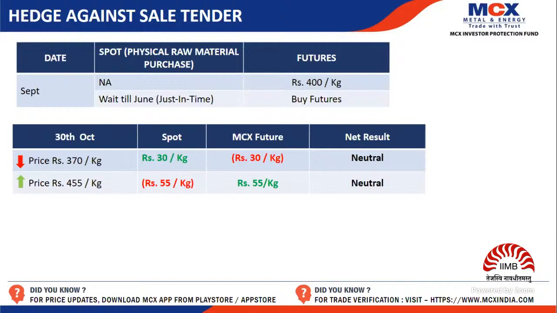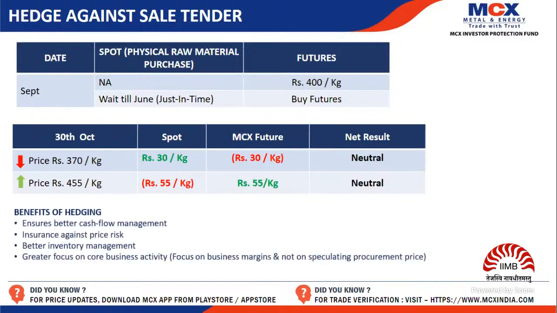By doing this, what is the advantage? First, Ramesh can ensure better cash flow management. So it is kind of an insurance, right? Why do we buy insurance? What if something happens tomorrow? Similarly here also for Ramesh, what if tomorrow the prices go up? There is a risk associated, right? So similarly here also, it is an insurance.